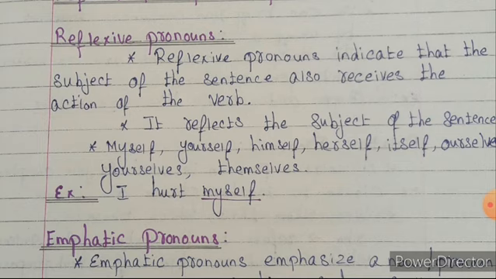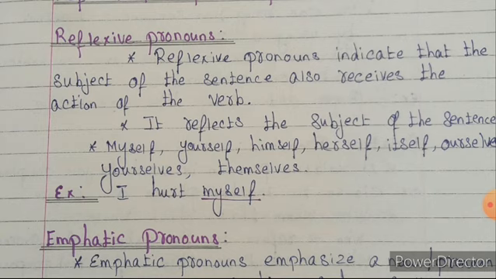A reflexive pronoun reflects the subject of the sentence, that is myself, yourself, himself, herself, itself, ourselves, yourselves and themselves. This is known as reflexive pronouns. The subject of the sentence also receives the action of the verb. Look at the example, I hurt myself.